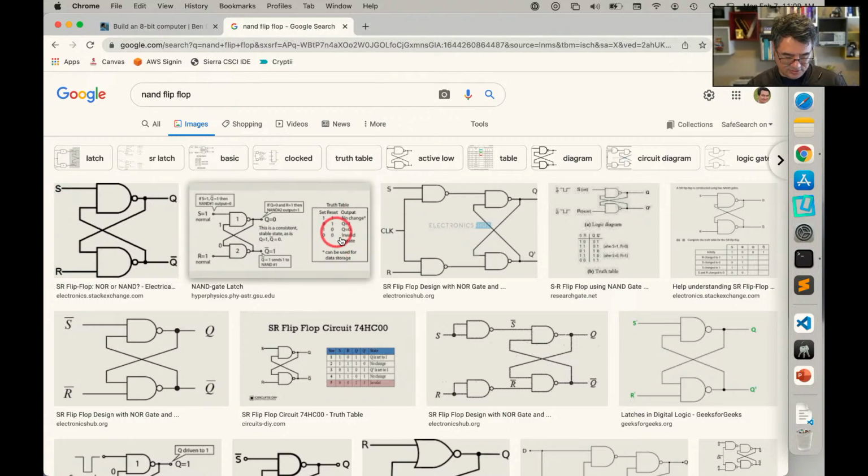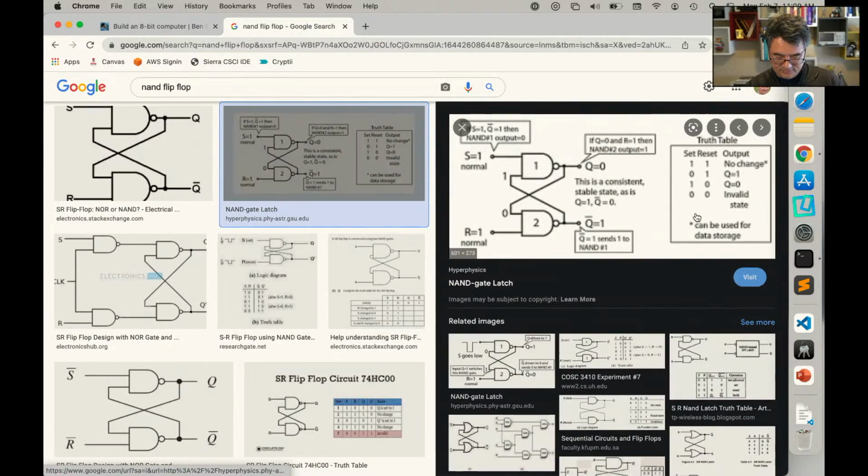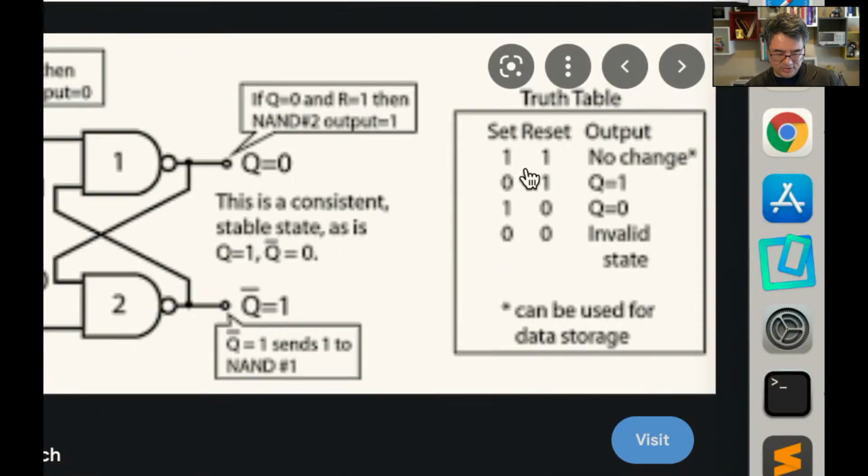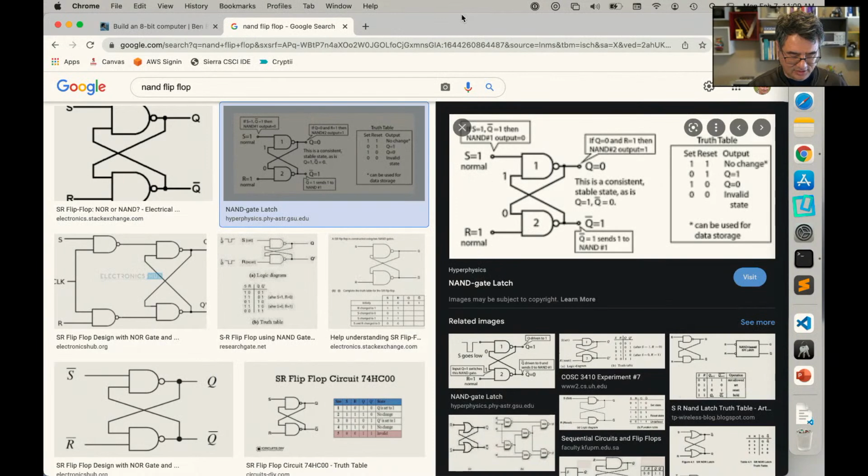Here's actually the truth table for it. If you put both ones, there's no change to the output. If you briefly put a 0 on the set, then the output becomes a 1. And if you briefly put a 0 on the R, the output becomes a 0. You should never put them both at zeros. This results in an invalid state where the bits sort of flip back and forth really quickly. So hold it with 2 ones, and then you can set or reset the bit with zeros. And that's basically how you store a bit.